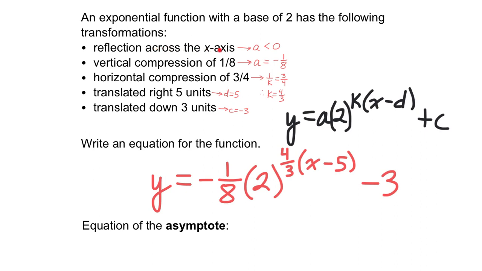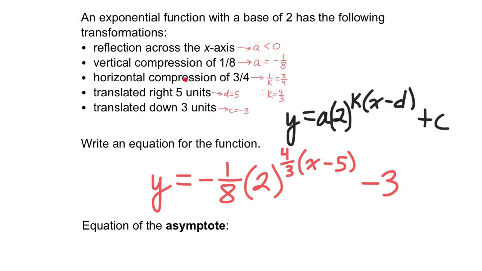Reflection across the x-axis. Well, the x-axis is horizontal, but if you're reflecting across a horizontal line, that means that you have a vertical reflection, which means our a value is negative. We also have a vertical compression of 1/8. So that means our a value is going to be 1/8. But remember, up here, I saw that a was negative. So it must be -1/8. That's my a value. That's what I put here.